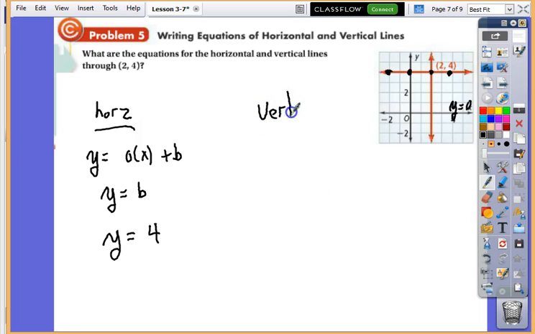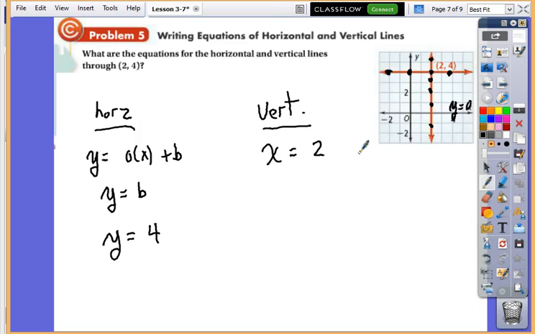Vertical lines are going to be x equals stuff. Since the slope is undefined, we can't make a slope equation. So they're always x equals stuff, and it's always x is equal to the x coordinate. In this case, the x coordinate was 2. Notice that this line goes to the right 2 units no matter where you go on this line. So it's vertical, so it's x equals. Remember, horizontal is y equals, vertical is x equals. It's opposite of the axis.